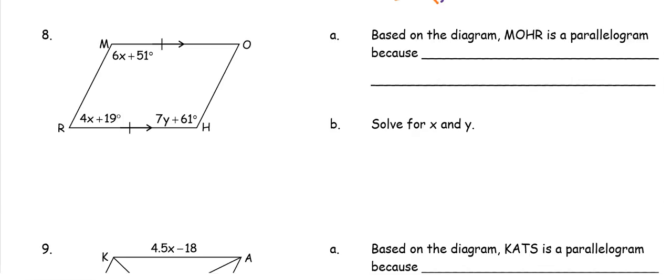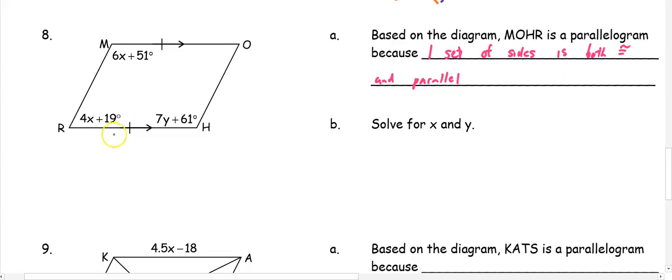Number 8. This is one extra special property that allows parallelograms to be a parallelogram. So if we have one set of sides that is both parallel and congruent, this means that it's a parallelogram. So we know that MOHR is a parallelogram because one set of sides is both congruent and parallel. So now that that's the case, we can use this to solve for our x and y.